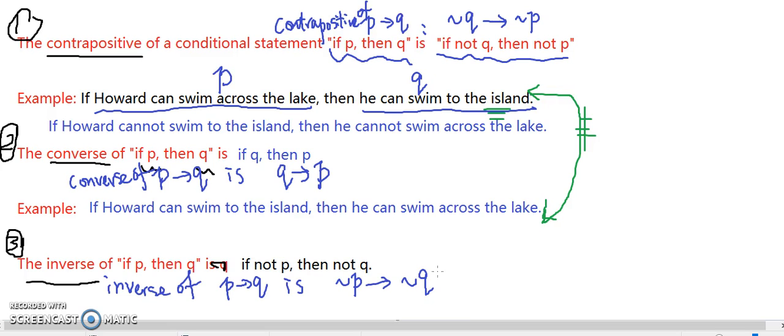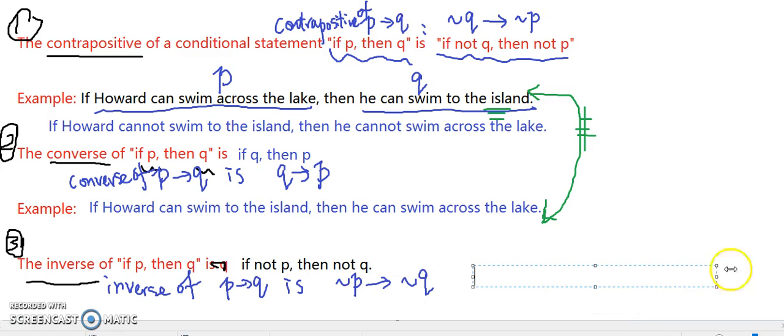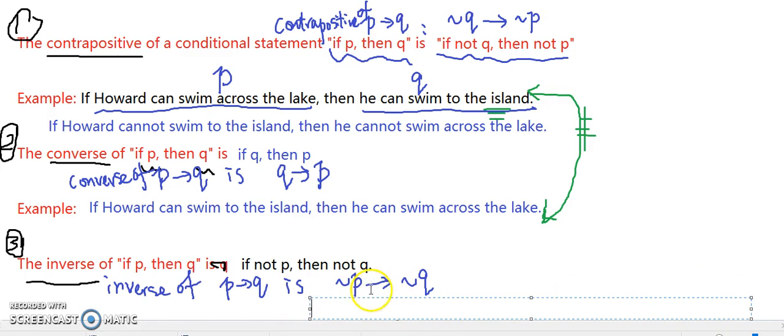So let's write down the inverse of the example. If Howard can swim across the lake, we have to negate that. Following the definition, negate the hypothesis. If Howard cannot swim across the lake, then he cannot swim to the island.